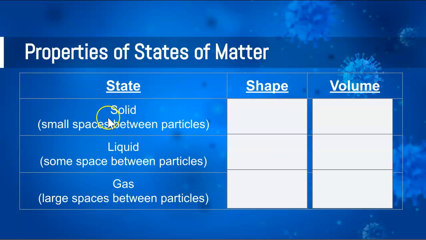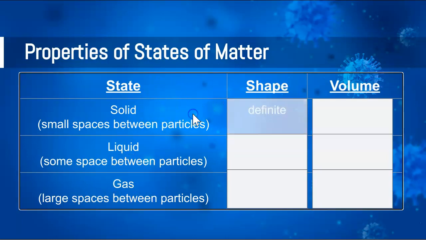Well, we're going to look at solids, and in solids we have very small spaces between the particles. Remember, we've already talked about the particle theory, the idea that all substances are made up of tiny little particles, and those particles are constantly in motion. So in a solid, the particles are very close together. In a liquid, there's a little bit more space in between them, and then finally in a gas, there are large spaces between them.